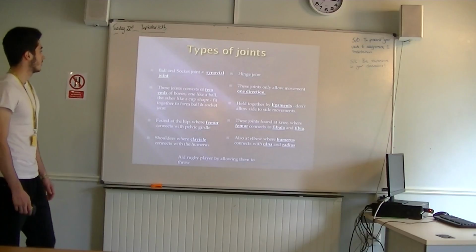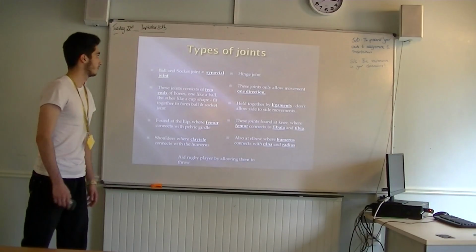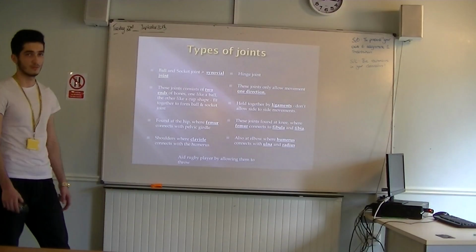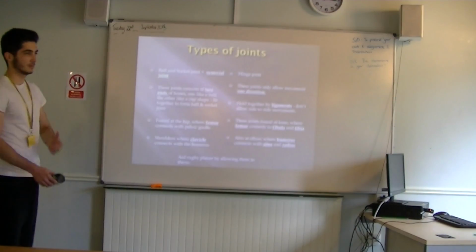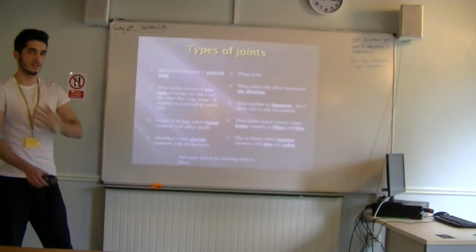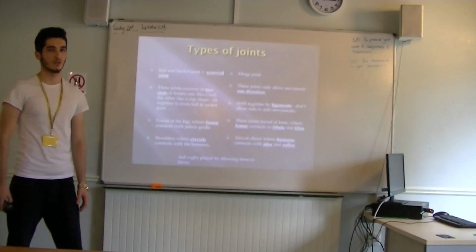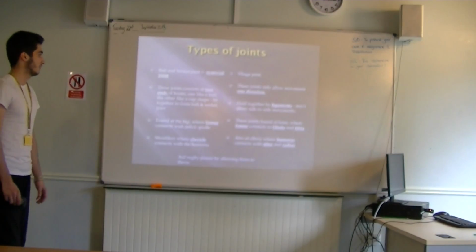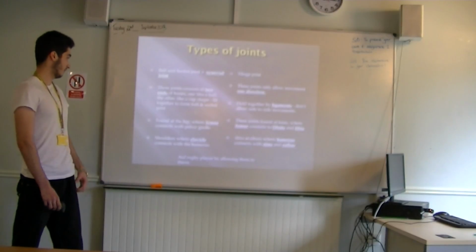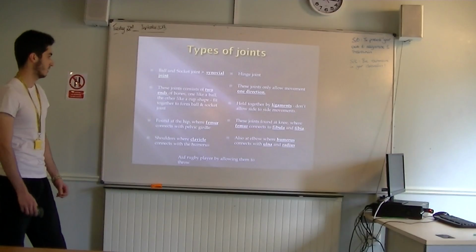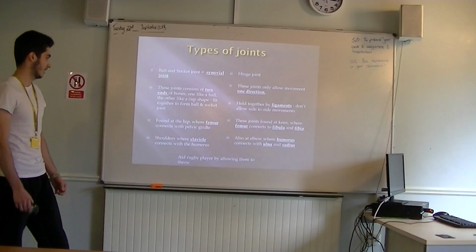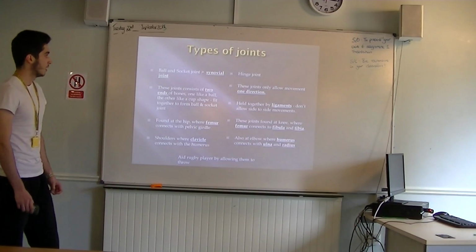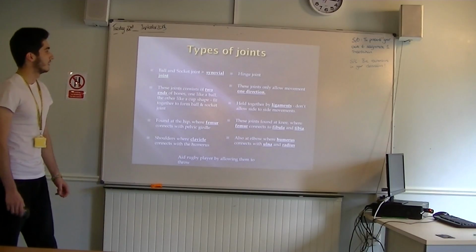The types of joints include the ball and socket joint, which is classed as a synovial joint. This is in the shoulder, and one end is a ball and the other is like a cup, which is why it's called a ball and socket joint. It can be found at the hip, where the femur connects with the girdle, and the shoulder, where the clavicle connects with the humerus.